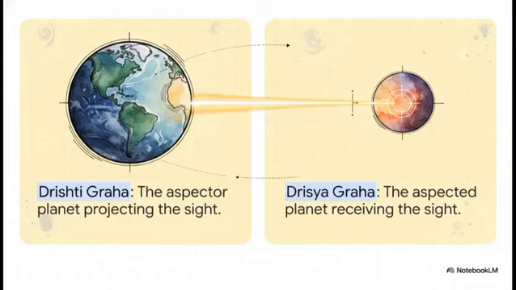To pull off the calculations in Chapter 27, we absolutely must distinguish between two critical roles. First up is the Drishti Graha. This is the aspector. It's the planet that's looking, the one firing off that laser beam. Second, we have the Drishya Graha, the aspected planet, the one receiving the gaze. The entire mathematical relationship between the viewer and the viewed forms the absolute foundation of our calculations today.